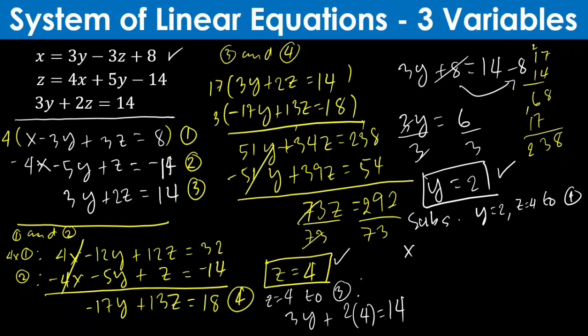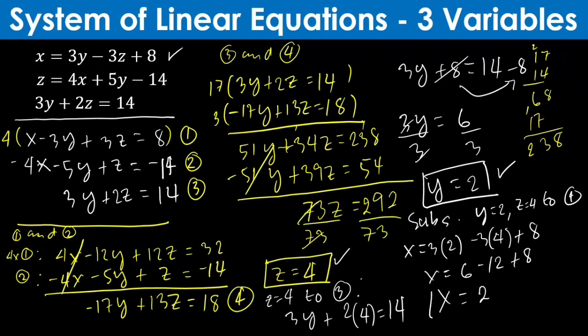So we have x equals 3 times, changing our y to 2, minus 3 times, changing our z to 4, plus 8. So this is now x equals 6 minus 12 plus 8. This is negative 6, so x equals 2. Therefore, our solution set is the point where x is 2, y is 2, and z is 4.